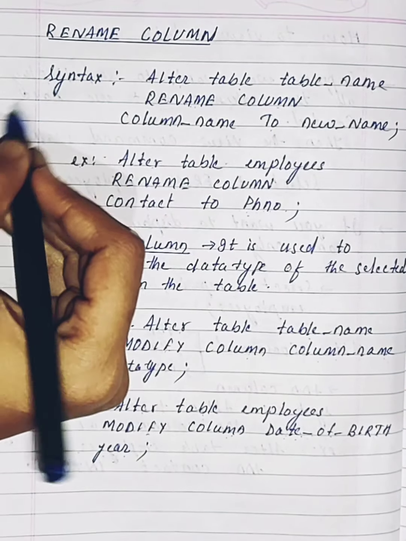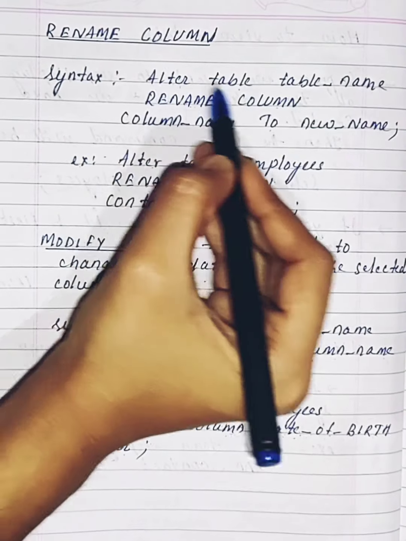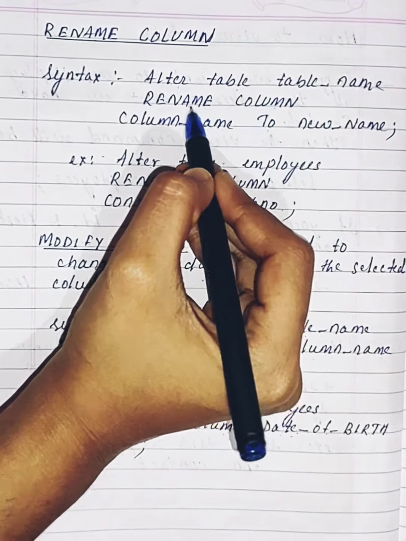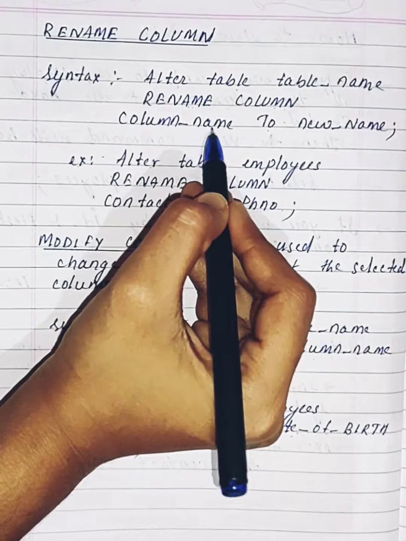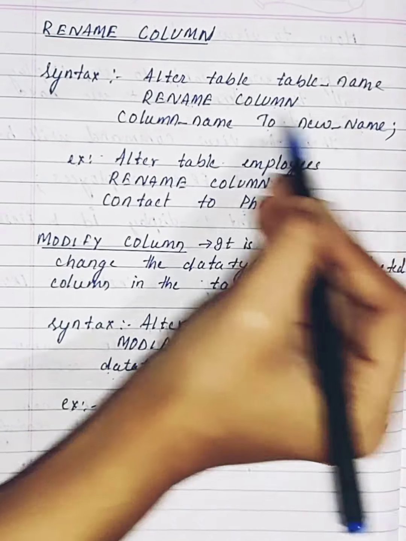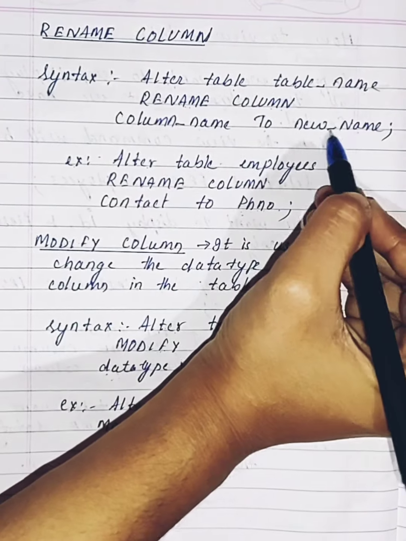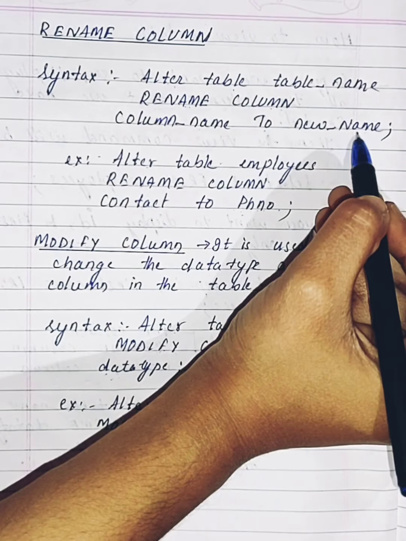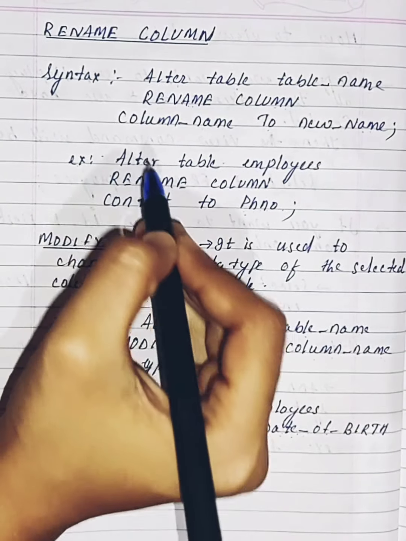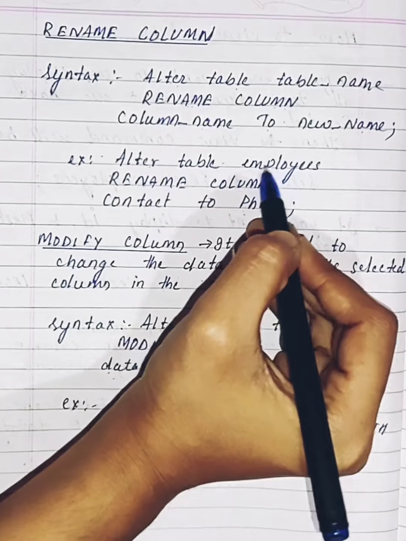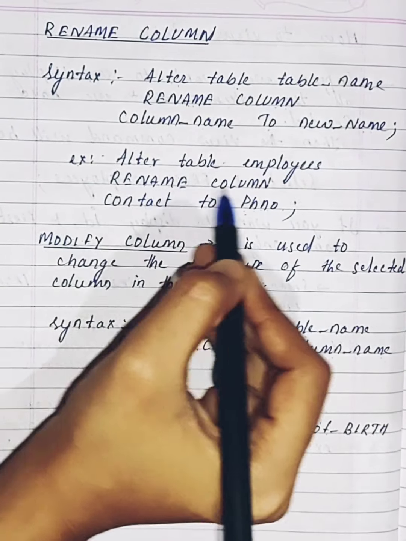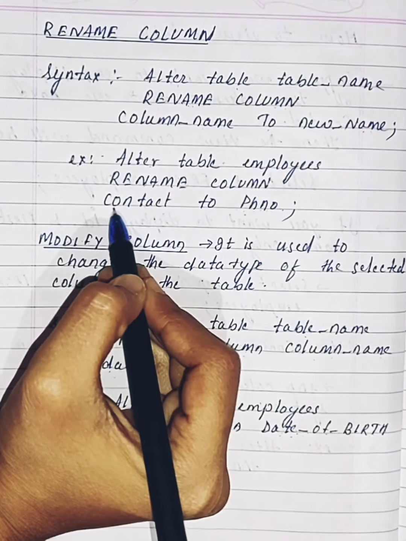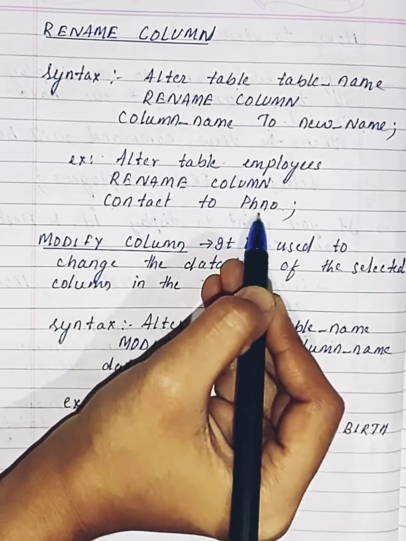Let's have a look at the syntax of rename column, that is: alter table, table name, then rename column, the column name to new name. This will be the old name and this will be the new name that we want to change. So the query will be: alter table employees rename column contact to phone number.